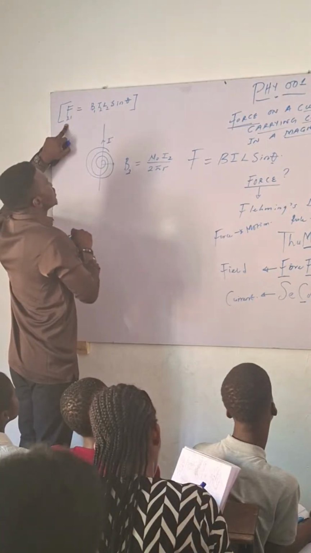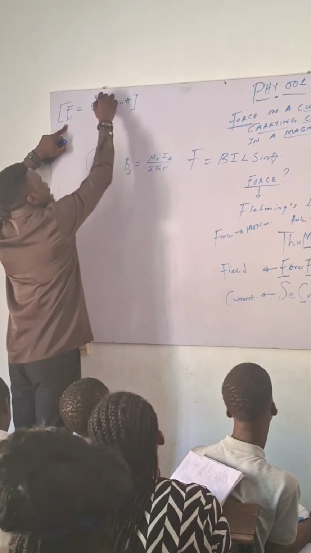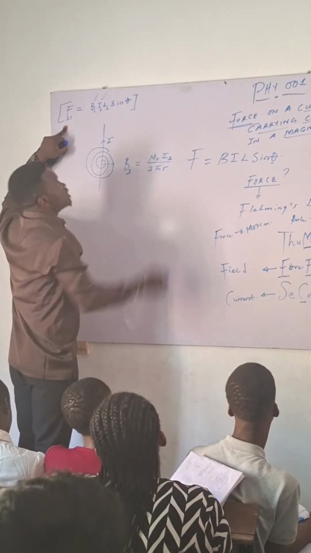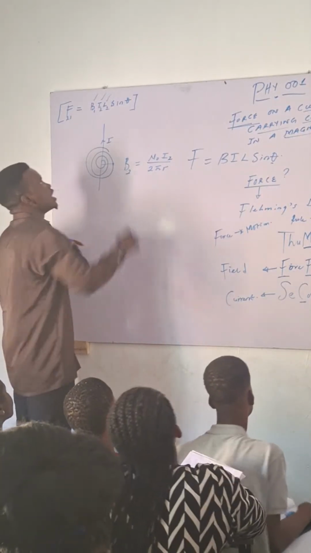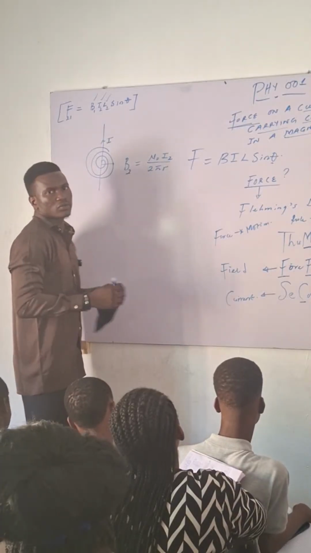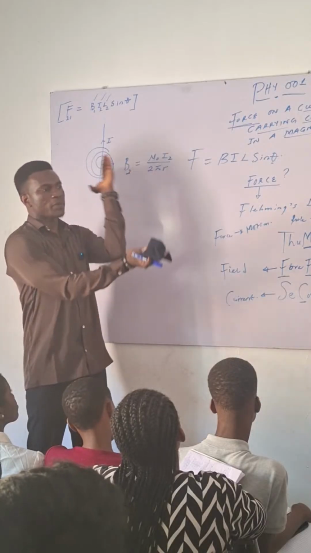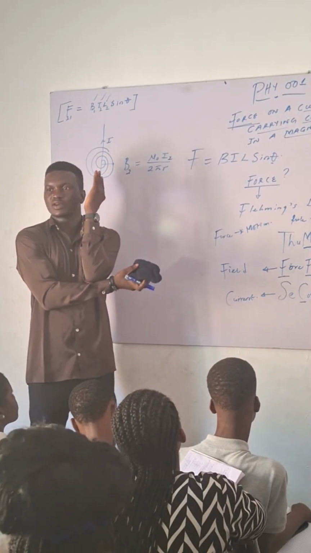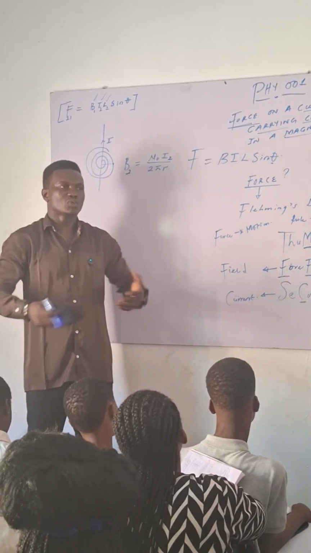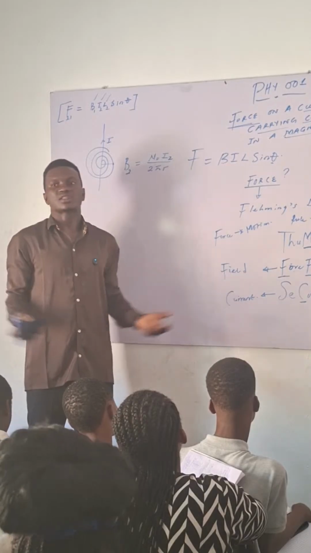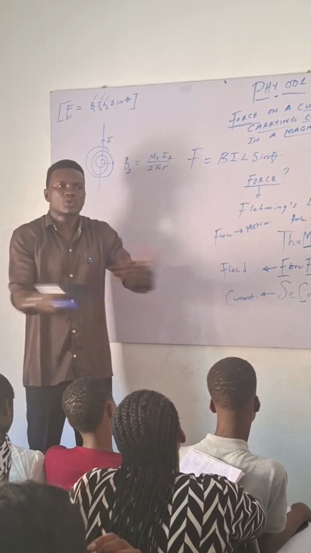The force is going to be greater if the field is greater. If the current is high, the force will be high. And if the length of the wire in the coil in that field is much, then the force is also going to be high. Then theta also determines if the force will be high. If it is perpendicular, that means theta will be 90 degrees. Sin 90 is what? 1. That means that the force will be maximum. If they are parallel to each other, that means the angle will be 0. And sin 0 is 0. That means there will be no force.